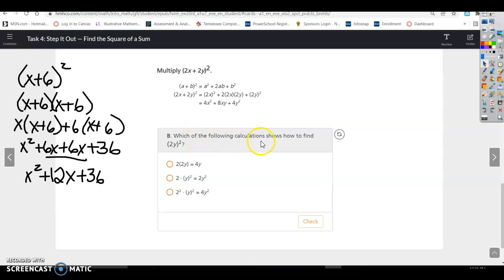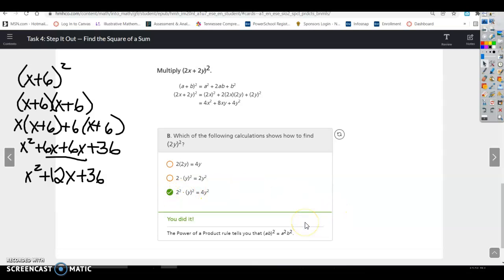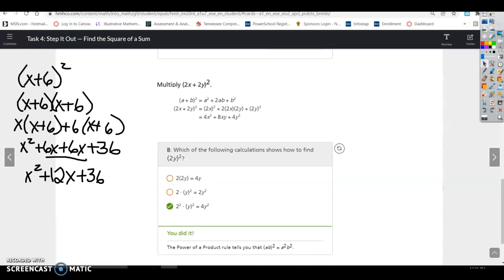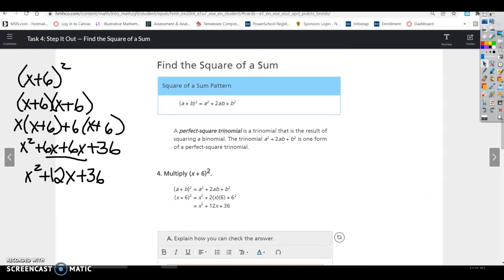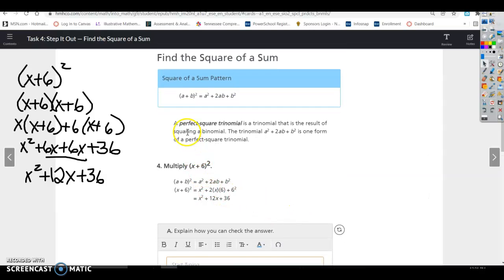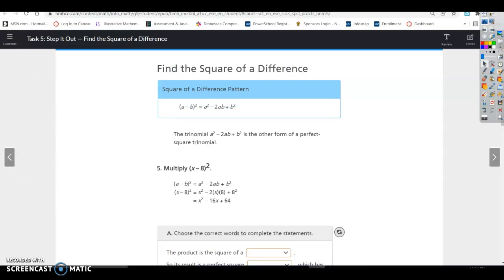Which of the following calculations show how to do 2y squared? So you square the 2 and you square the y. All right, that's all for this example. And again, this is called a perfect square trinomial. Again, one of those important concepts that you will see even later on the ACT. All right, that's all for task 4. If you have any questions, let me know.